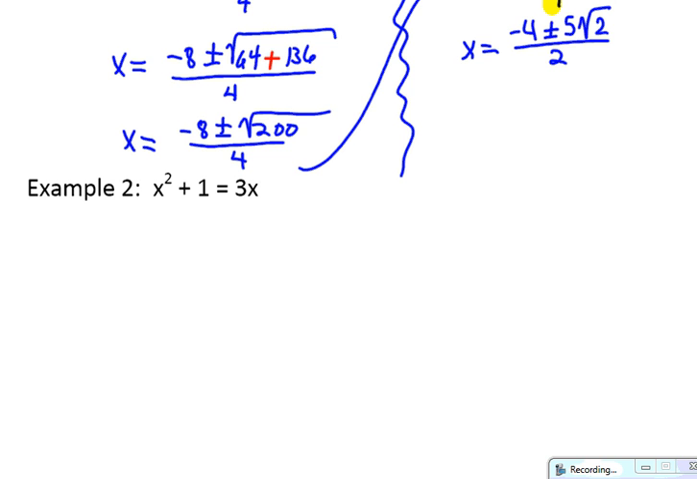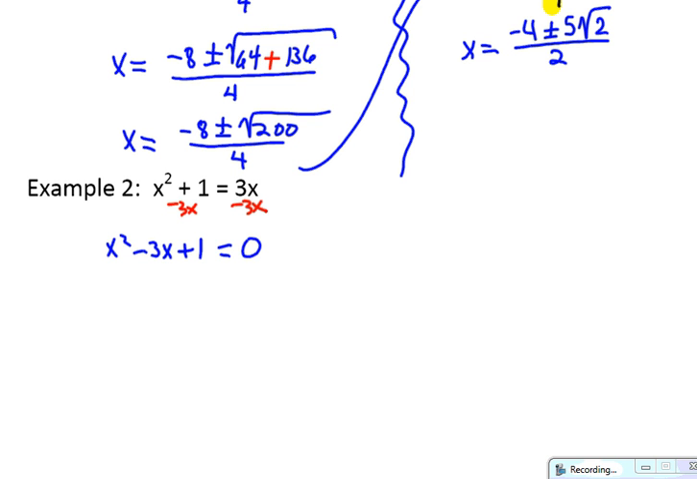Example 2, I have x squared plus 1 is equal to 3x. In order to begin the quadratic formula, I need to have it in standard form. So I need to subtract 3x from both sides. So subtract 3x, subtract 3x. And that's going to leave me with x squared minus 3x plus 1 is equal to 0. So this is standard form.